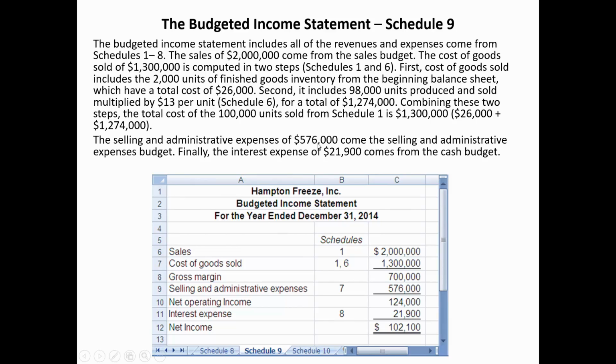The selling and administrative expenses of 576,000 comes from the selling and administrative expenses budget, and finally the interest expense of 21,900 comes from the cash budget. All right, here are our sales, our cost of goods sold, our gross margin, minus our selling and administrative expenses, net operating income, minus our interest expense equals our net income.